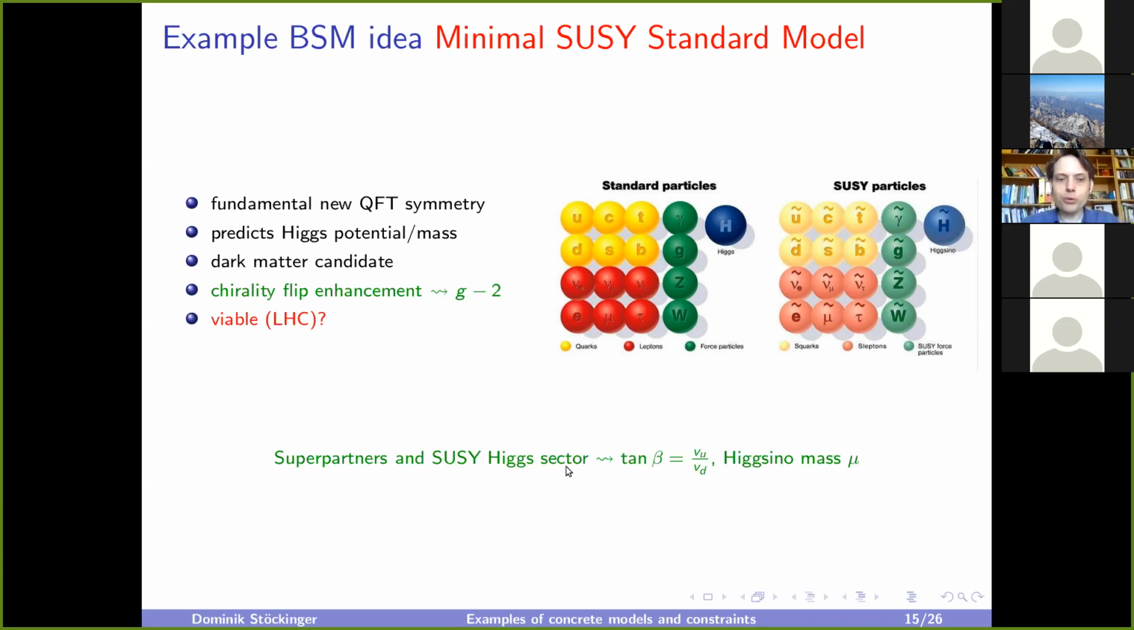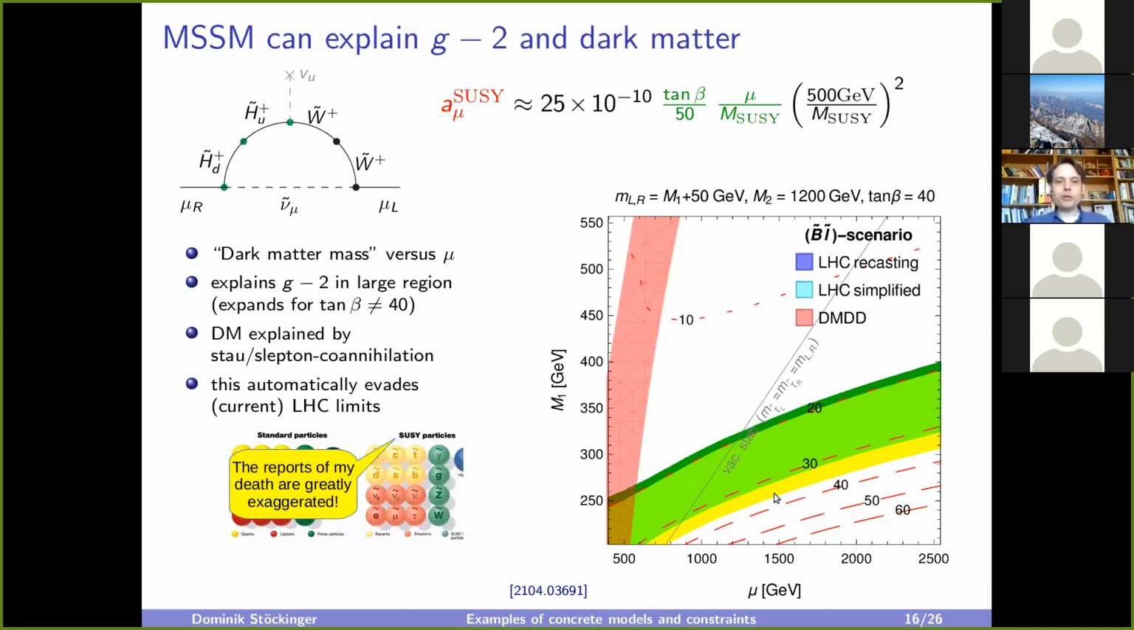This gives rise to all these predictions of the Higgs mass and the Higgs potential. And two important parameters come into play, namely tan beta, the ratio of the VEVs, and the Higgsino mass mu. And those are also important for g-2, as we have already seen 5 minutes ago. So here on this slide, again, I show you the Feynman diagram where the chirality of the muon is flipped via Higgsino, gaugino, and sneutrino exchange. And the numerics work out like this.